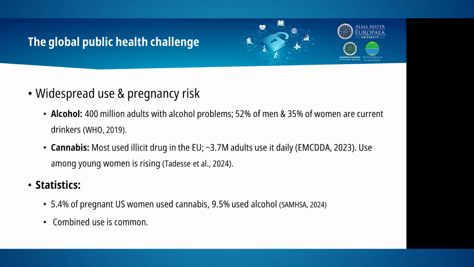Here you can see that 400 million adults have alcohol problems, in which 35% of women are drinkers, and approximately 3.7 million adults use cannabis daily. When we look at the statistics of pregnant women, 5.4% of pregnant women in the US used cannabis, and 9.5% used alcohol. Combined use is also very common.